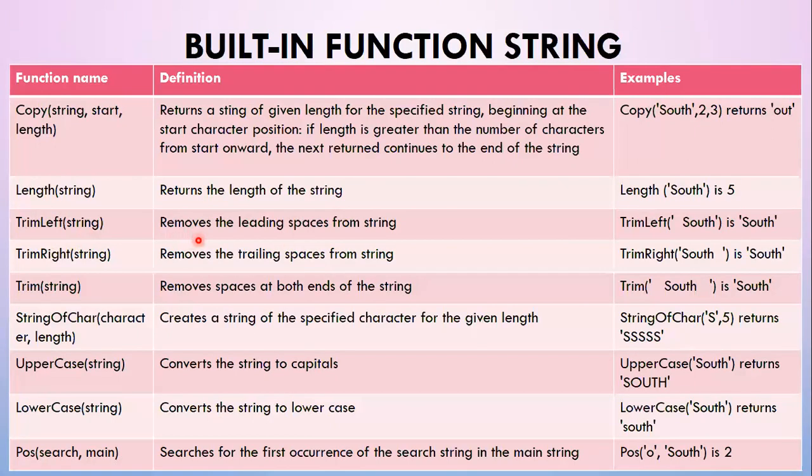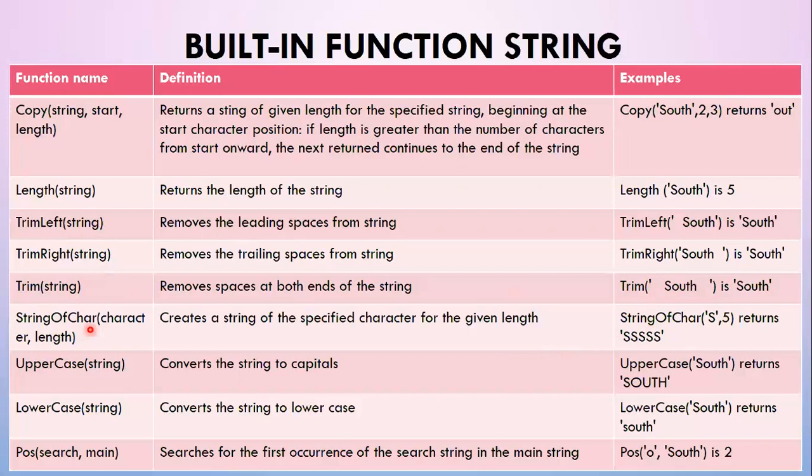Trim left removes the leading spaces from the string. Basically, if there was a space before a word, trim left is going to cut off anything that's empty there, and then only take the word. Trim right does the same. If there was a space after the word south, it is going to only take the word south. Just plain trim: if I've got spaces before and after a word and I don't want those displayed, then I would use trim.